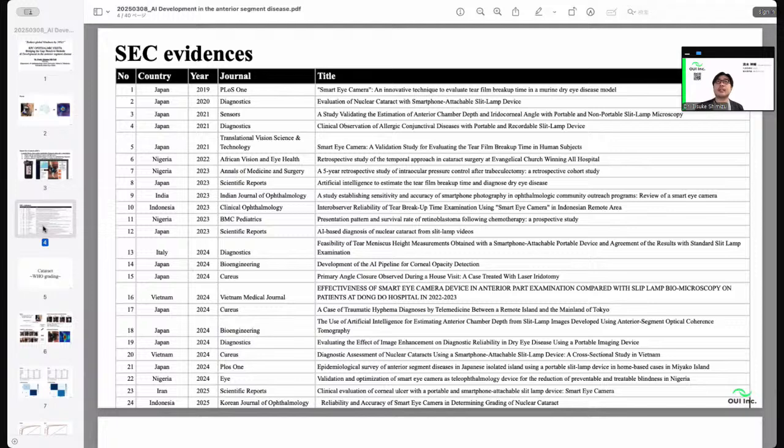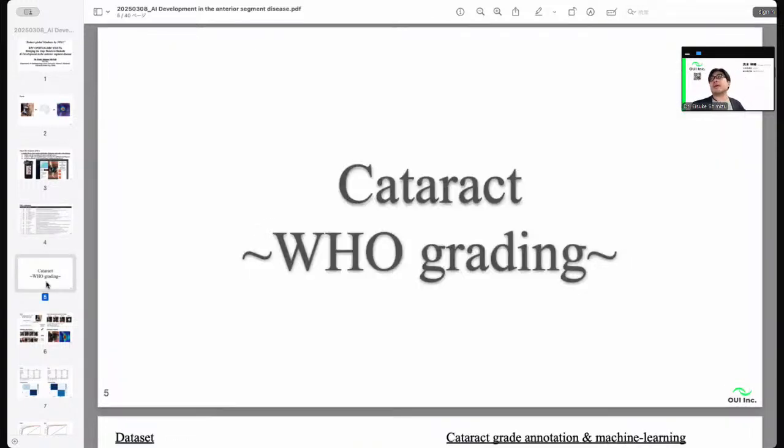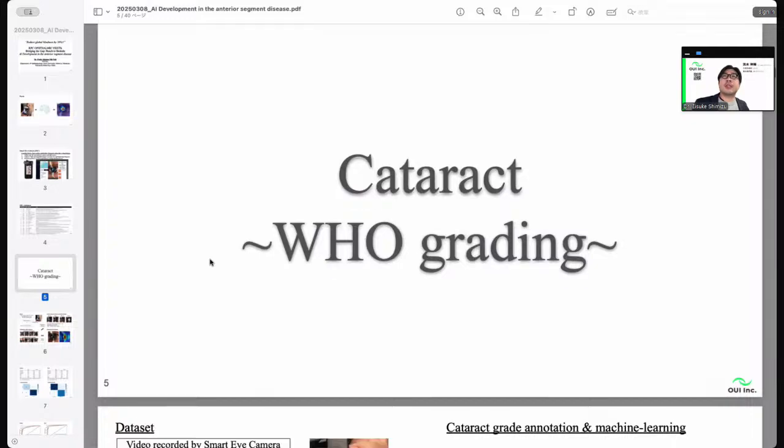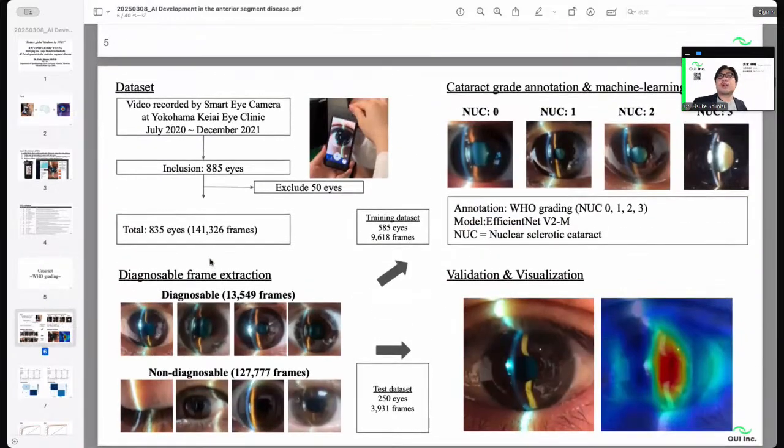So as you can see, there are right now 24 scientific evidences, including one in India, collaborating with the Aravind Hospital, showing the ability of this device compared to the conventional microscopes, using case reports, using it as telemedicine and building up the AI. Now I'll show you some models. So we can start with the cataract.